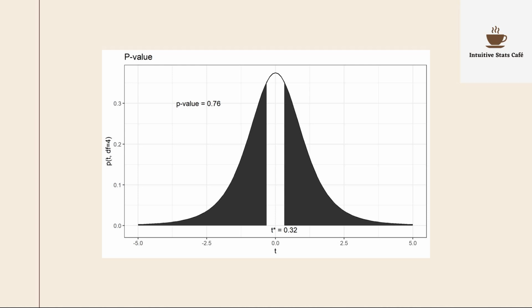The probability is found either by looking up a student's t-table or by computer. I haven't used a t-table since I first learned t-test. The computer says the p-value is 0.76. Then we compare our p-value to the significance level alpha. We take 0.05 here, which is smaller than our p-value 0.76.